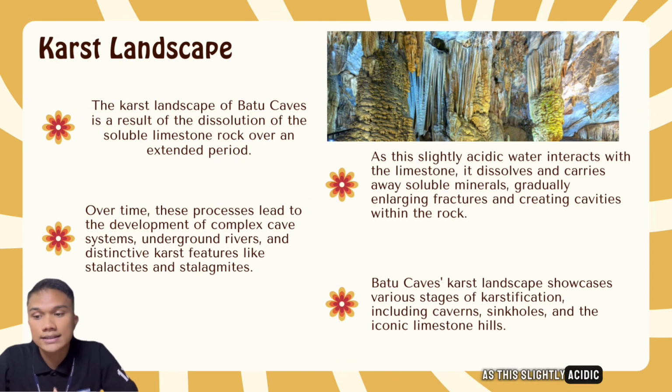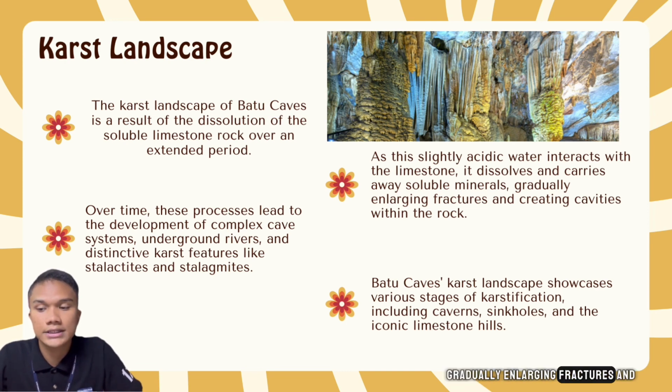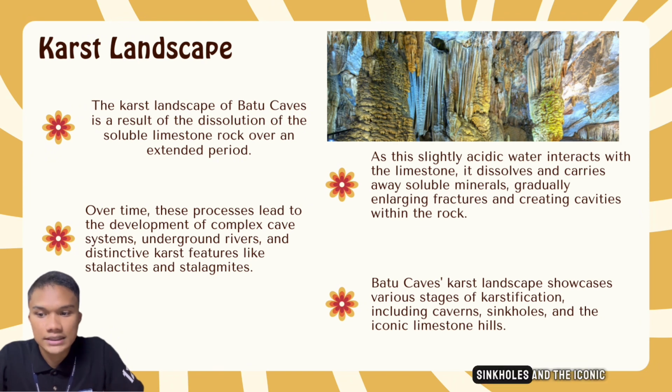As this slightly acidic water interacts with the limestone, it dissolves and carries away soluble minerals, gradually enlarging fractures and creating cavities within the rock. Over time, these processes lead to the development of complex cave systems, underground rivers, and distinctive karst features such as stalactites and stalagmites. Batu Caves' karst landscape showcases various stages of karstification, including caverns, sinkholes, and the iconic limestone hills.